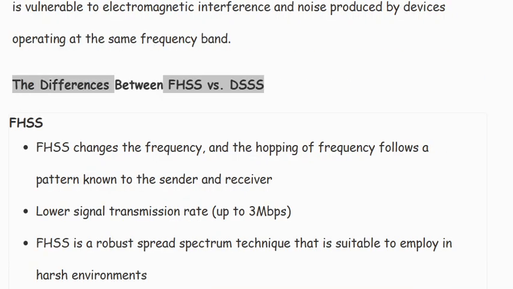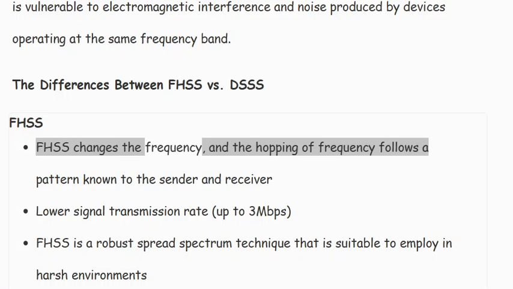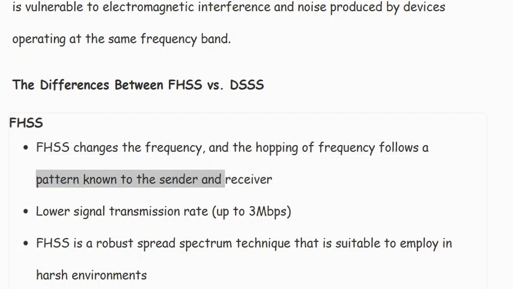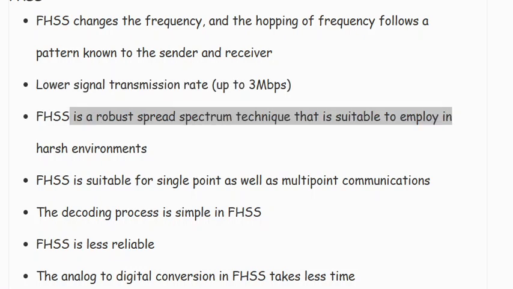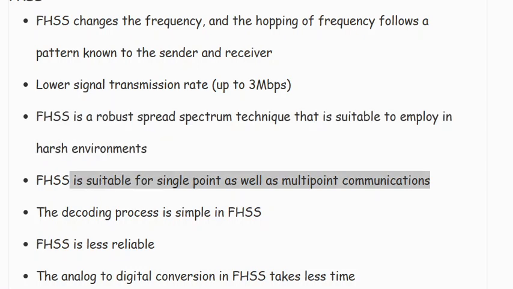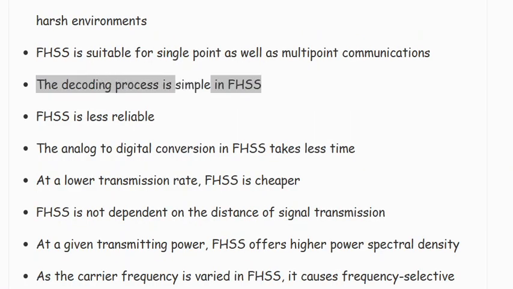The differences between FHSS versus DSSS. FHSS. FHSS changes the frequency, and the hopping of frequency follows a pattern known to the sender and receiver. Lower signal transmission rate, up to 3 megabits per second. FHSS is a robust spread spectrum technique that is suitable to employ in harsh environments. FHSS is suitable for single-point as well as multi-point communications. The decoding process is simple in FHSS.